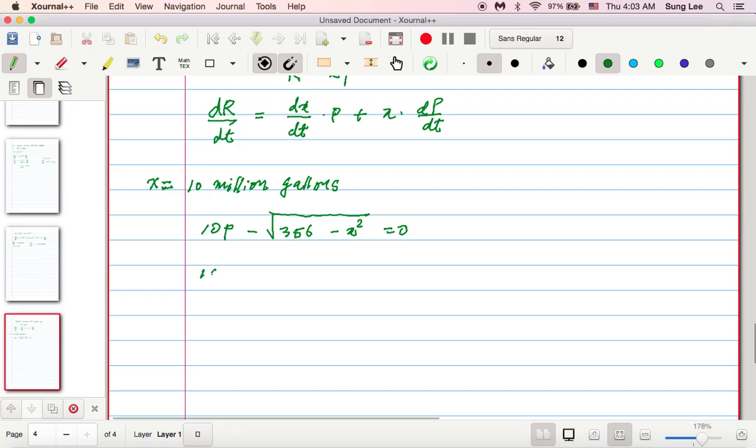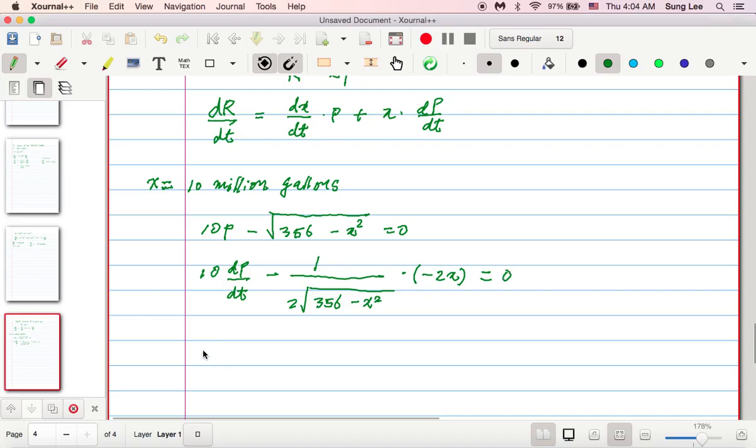So we get 10 times dp/dt, and then negative 1 over 2 times the square root of 356 minus x squared, and then you have to multiply this by the derivative inside the radical. That's going to be negative 2x here, using the chain rule, of course. And the right-hand side is going to be 0.